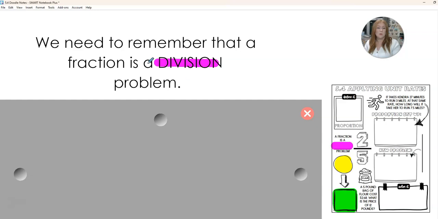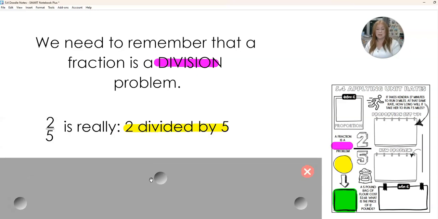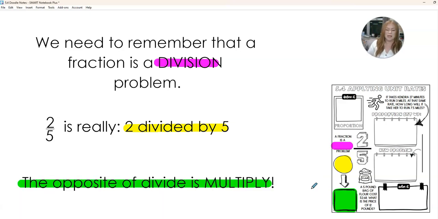So we need to remember that fractions are just division problems. So if we have 2/5, that is just really 2 divided by 5. We're just doing division problems here. If we go all the way back to our definition of a ratio, it's just a comparison of two numbers by division, right? We are dividing. This is a ratio of 2 to 5. And we need to remember that the opposite of divide is multiply, right? That multiplicative inverse there. We're going to use that same tool and strategy again.